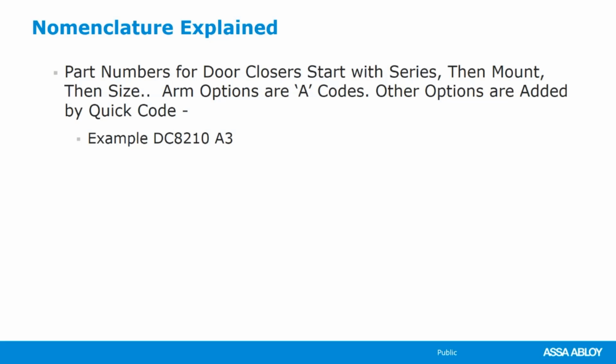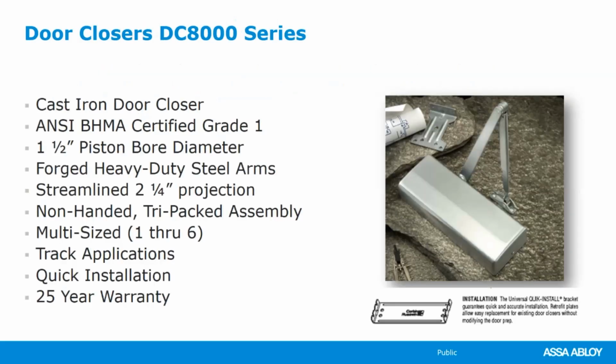Our DC 8000 series closer is our heaviest duty industrial grade 1 type closer. The DC 8000 is a BHMA certified grade 1 closer. We utilize a 1.5 inch diameter piston inside of there. It is a certified grade 1 product. It is cast iron complete. I'm going to mention those few things. It has been tested above 25 million cycles. It has a 25-year warranty.